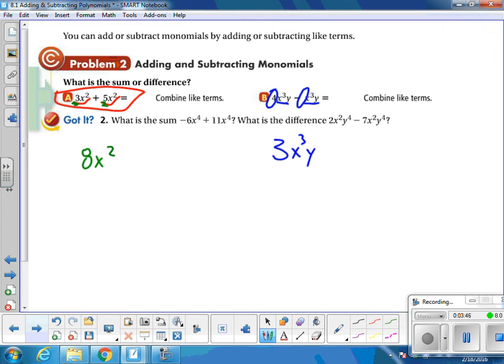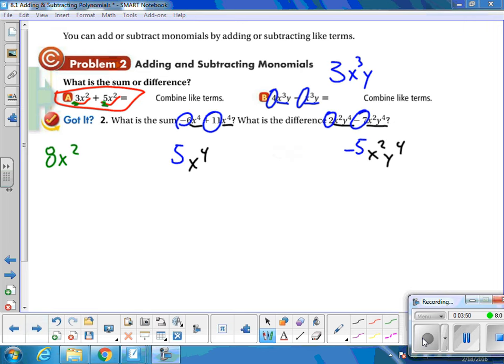Press pause. Combine these terms. All right, how'd you do? I took my -6 and my 11 and brought them together, and the reason I could do that is because both of these terms are x to the 4th power. Same with the second one, but this one I subtracted 7 to get my -5, and the reason I could do that is because they were like terms. They were both x to the 2nd times y to the 4th.